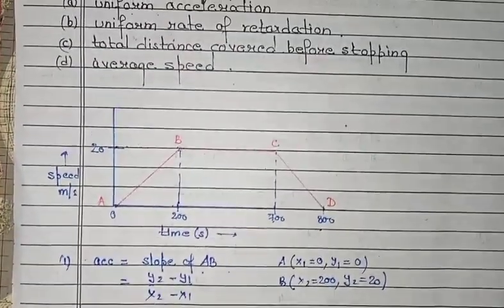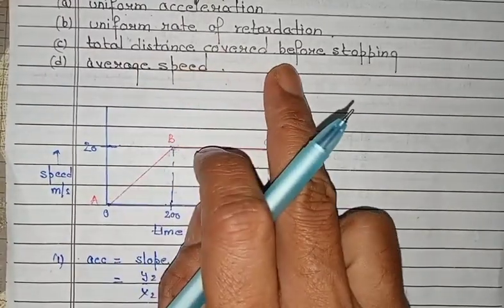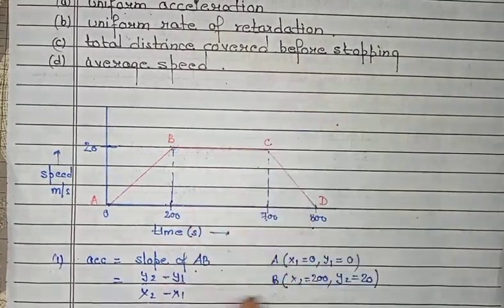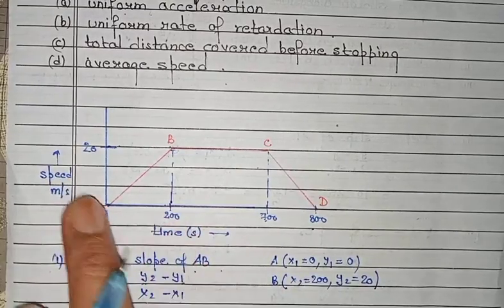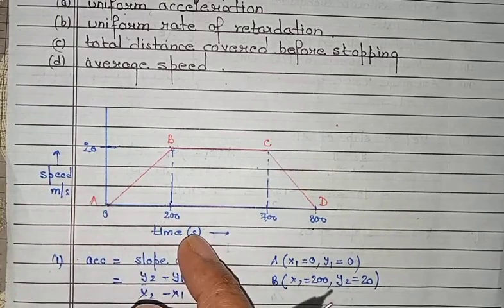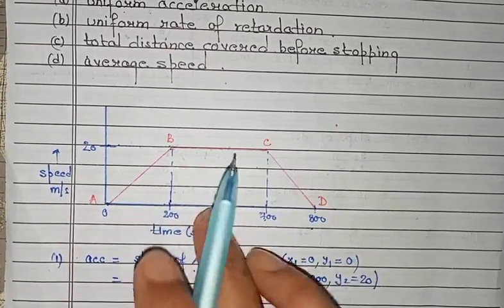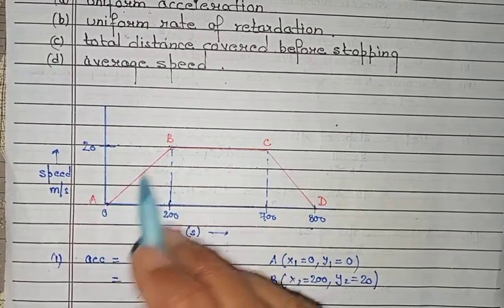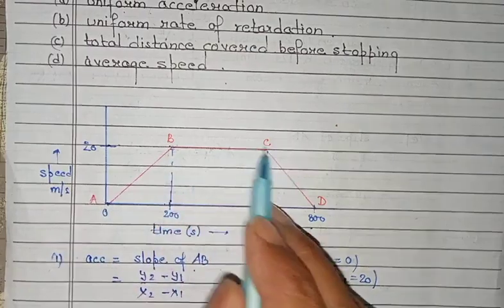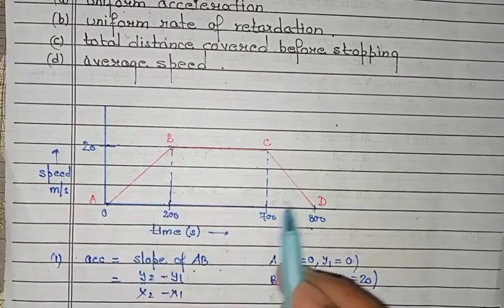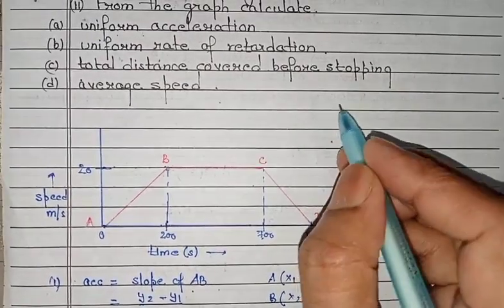Now moving on to the next part, they say you have to calculate the total distance covered before stopping, the total distance. Now how to get distance from the speed time graph? If you have to get the distance from the speed time graph, you need to calculate the area. Now we have to get the total distance, so that means we need to calculate this total area. You can see the figure formed over here is ABCD, and this figure is representing a trapezium.